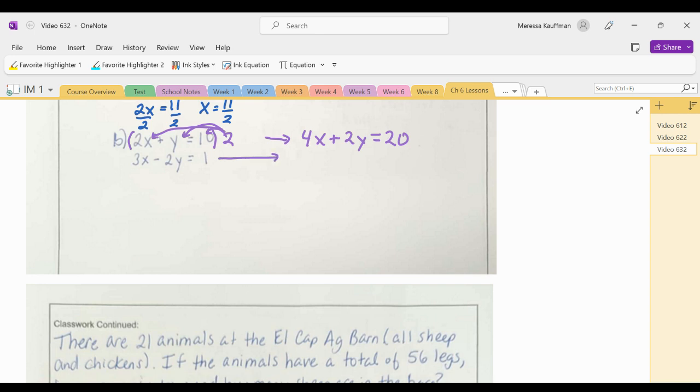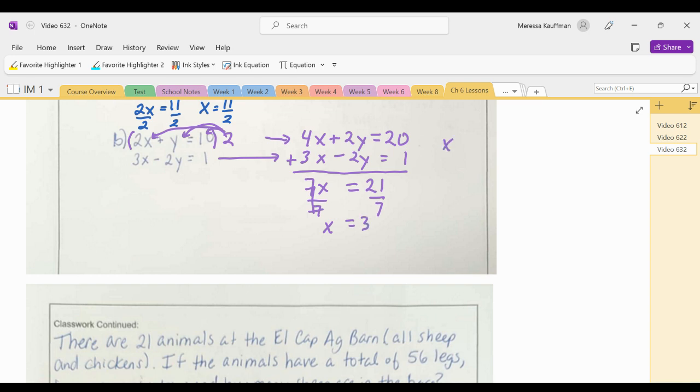And then I'm just going to write the equation on the bottom: 3x minus 2y is equal to 1. Now, I'm going to add down. So let's try this. 4x plus 3x is 7x. 2y minus 2y is 0, so that's gone, which is equal to 21. I'm going to divide both sides by 7. X, remember this goes to 1. X is equal to 3.